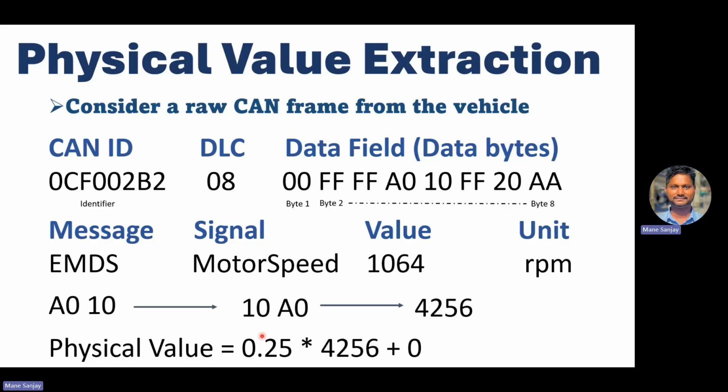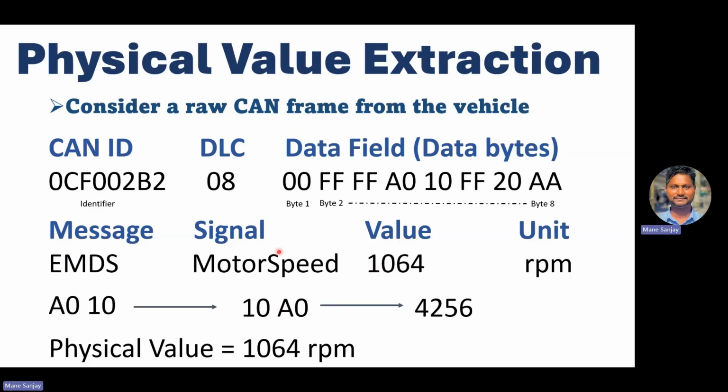So we are assuming that you have everything, and then we just put that value in, and finally this 1064 is derived. As I said earlier, this EMDS, the electric machine drive status, has the signal, and the name of the signal is motor speed, the value is 1064, and the unit is RPM.